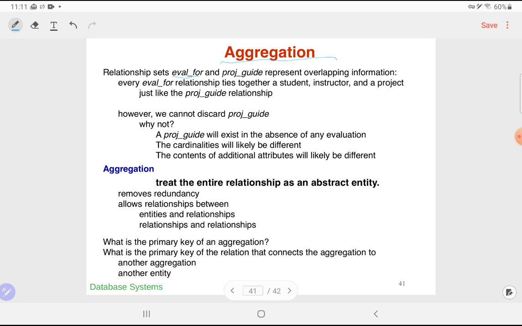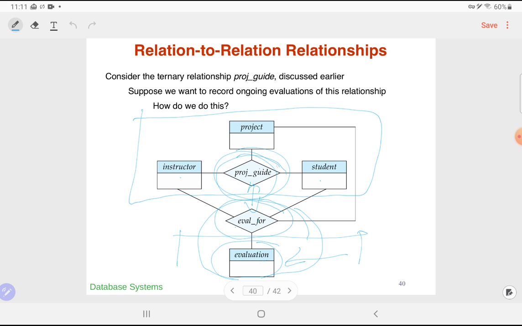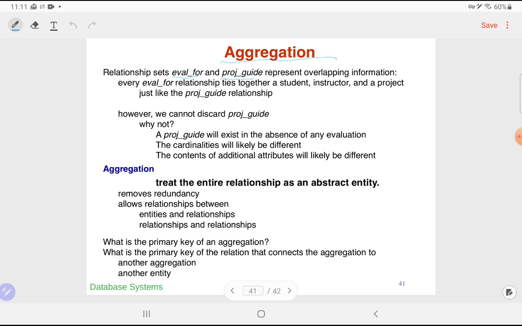So, the relationships evaluation and project guide represent overlapping information. How are they overlapping information? Well, project guide connects this, this, and this together. Evaluation connects these three, which are already connected by this, and the evaluation entity. So the evaluation relationship is a superset of the project guide relationship in some sense. However, we cannot discard the project guide relationship.